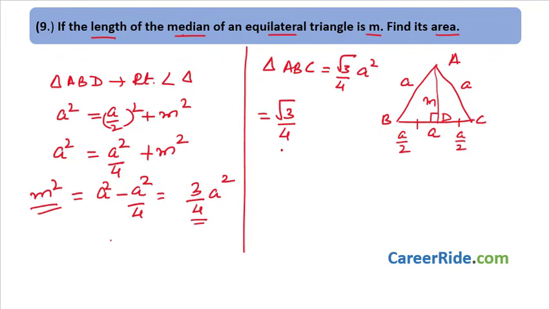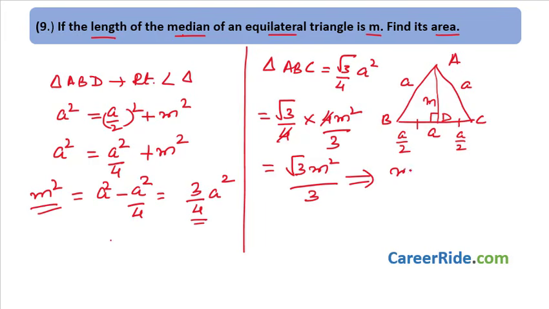What is the relationship between M square and A square? A square is equal to 4 M square upon 3. Am I right? We can easily solve this now. This is equal to root 3 M square upon 3, or if you want to further simplify it, it is M square upon root 3. Your answer could be given in this form or in this form in the paper. Pay attention and choose the right option.